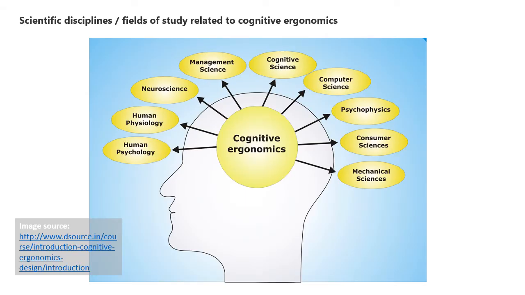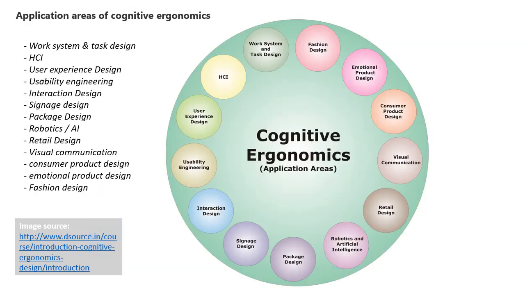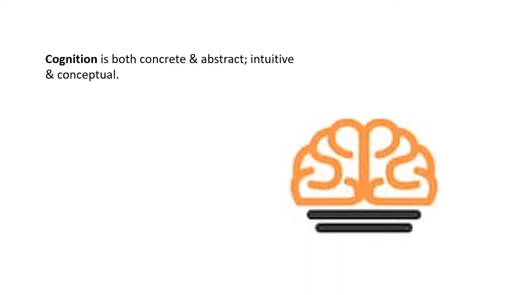And we have also seen the scientific disciplines which are related to cognitive ergonomics. They are neuroscience, cognitive science, computer science, consumer sciences, mechanical sciences, and others. And we have also seen the application areas of cognitive ergonomics like work system and task design in general, human computer interaction, user experience design, usability engineering, signage design, package design, retail design, in visual communication, in consumer product design, as well as in fashion design, and also in emotional product design.